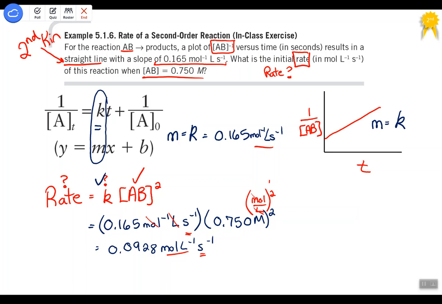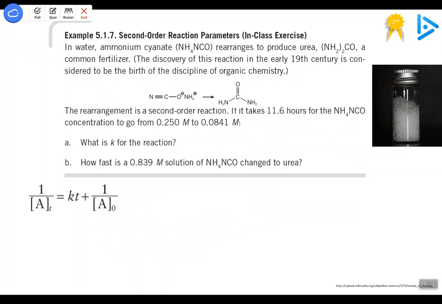So this is a hypothetical example. Let's go to a real example that's pretty interesting here. This reaction here, we have ammonium cyanate shown here, and it can produce urea, which is a fertilizer and something that we also pee.